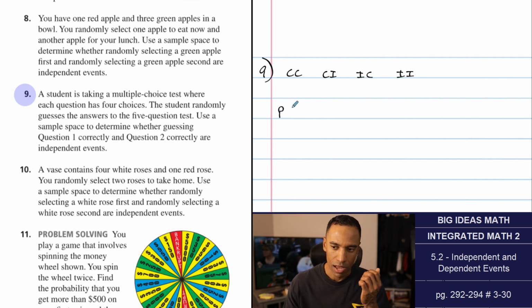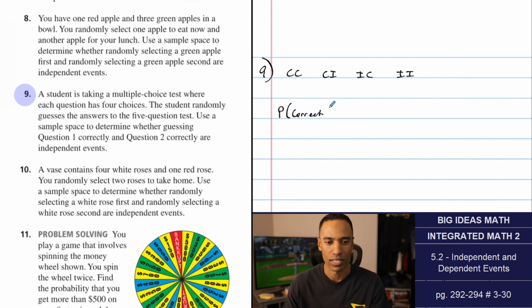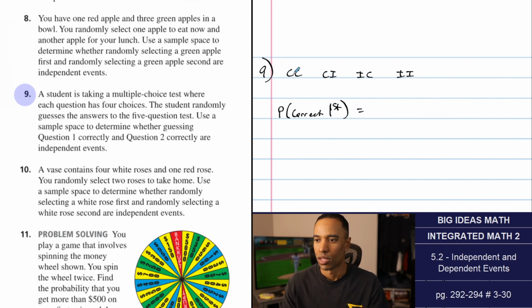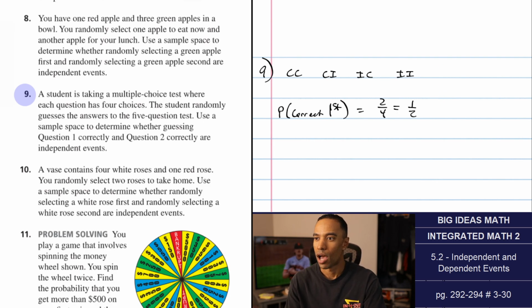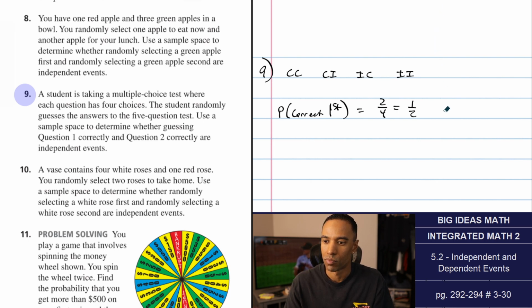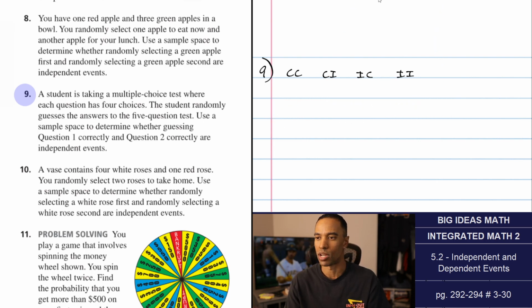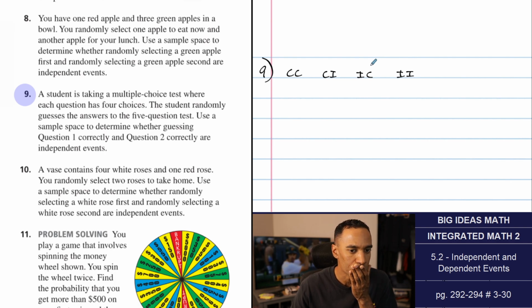So the probability of getting the first one correct in general, what did they say? Question 1 correct and question 2 correct. So correct first question is 2 out of 4. Notice that this one has the first one correct there. So 2 out of 4, which is 1/2. And that makes sense, this is a true false. No, I'm sorry, multiple choice. Oh, it's 4 choices. I'm sorry. So correct first is not 4. Let me think about that then.